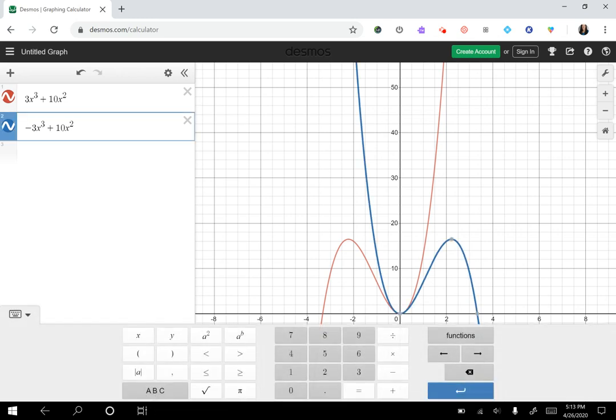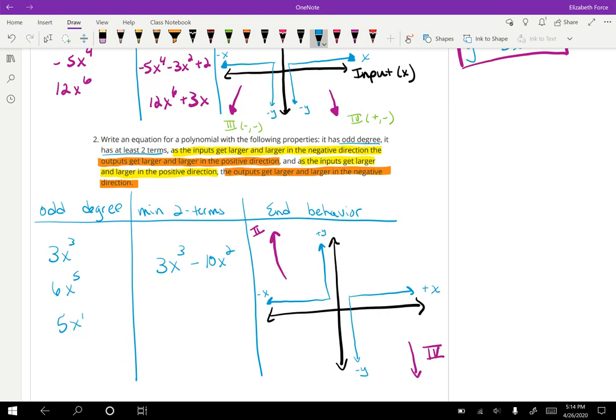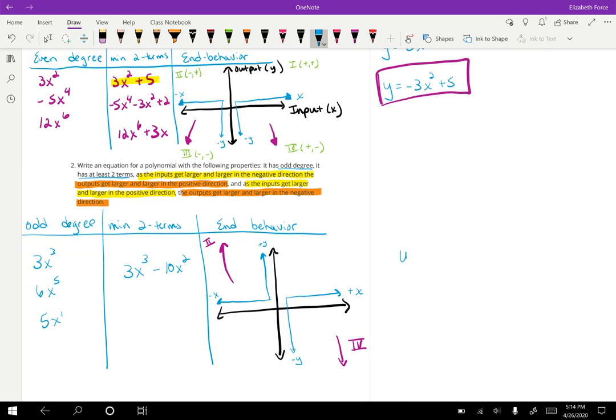But if I were to get rid of that, change that to a minus 10x squared, all it really did, it didn't affect the end behavior, it just kind of took the graph and shifted it off to the right, it looks like. So it's really important that we understand the degree affects the end behavior, but the leading coefficient really determines the direction of the end behavior. So if I want to write my final answer, I'm going to write it as y equals negative 3x to the third minus 10x squared.